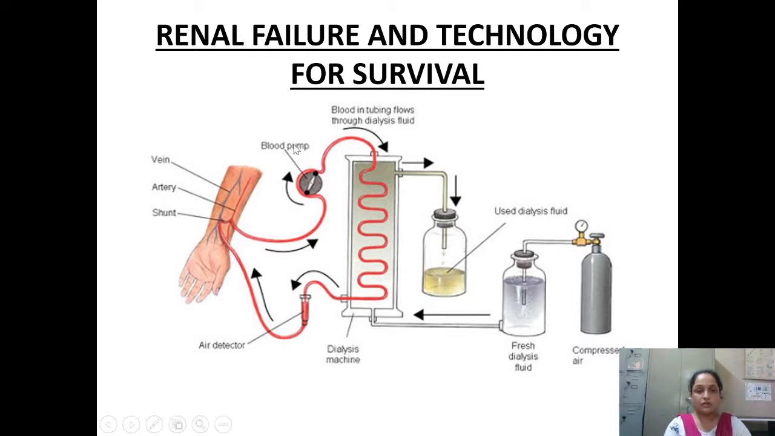Okay, this is the picture. In this picture you are able to see the patient's hand, and the blood which needs to be purified is sent into a tank-like structure known as a dialysing tank. It has a fluid-like substance known as dialysis fluid. The pipelines are made of cellulose in nature.